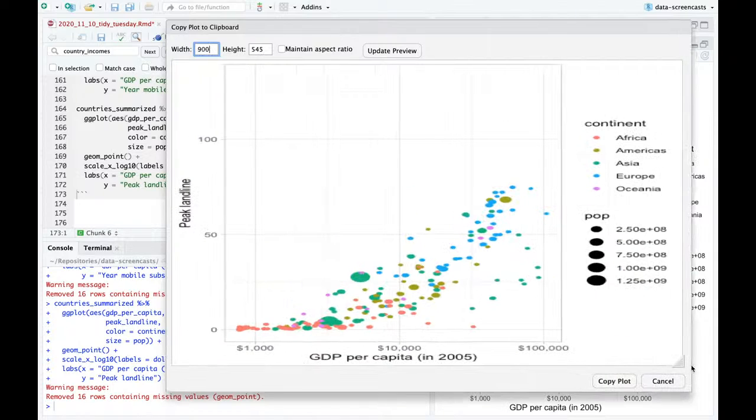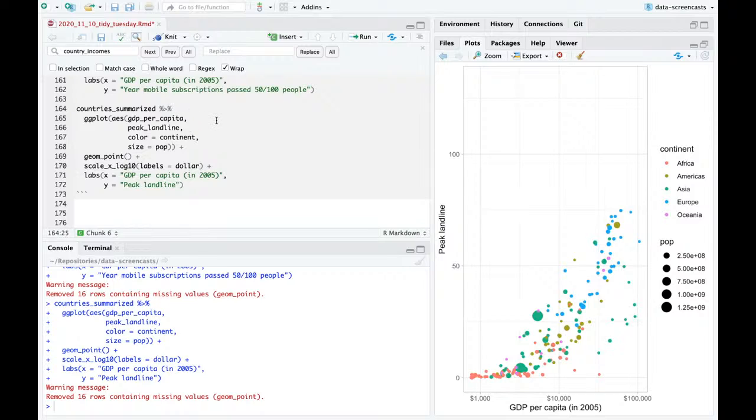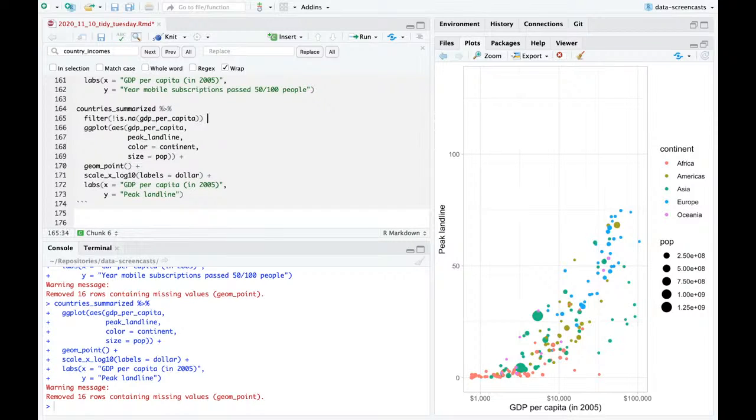What this is showing is richer countries had higher peaks, higher landline peaks. We did see that earlier, but it kind of gets across who's up here. Who's up here that's causing problems? Why is, what contains a missing value? Not is in a GDP per capita.